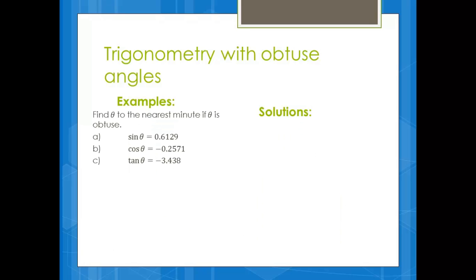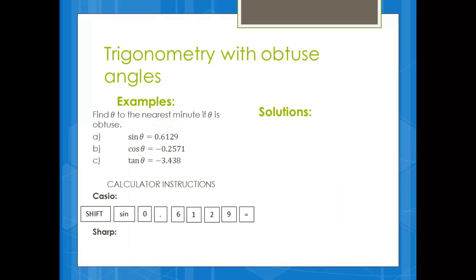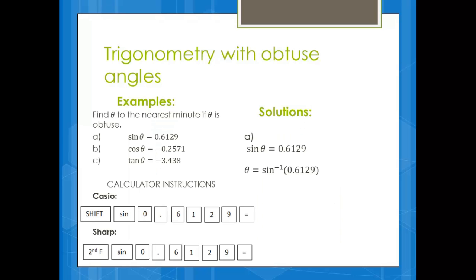When we use trigonometry to find an angle, we use the shift or second function key on the calculator. To calculate the value of theta, take the inverse sine of 0.6129 to give a value of 37.7994.